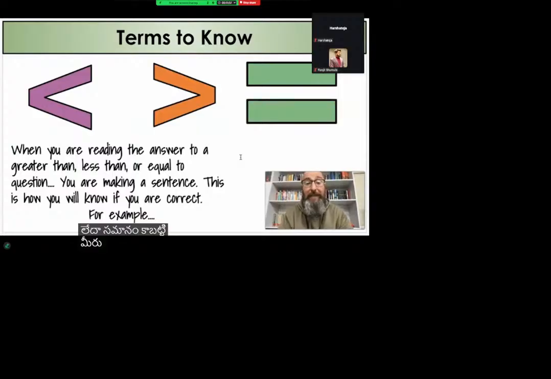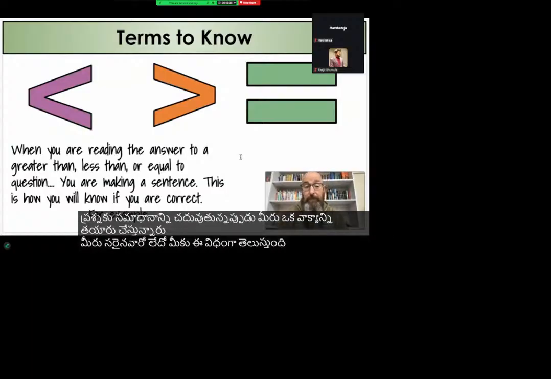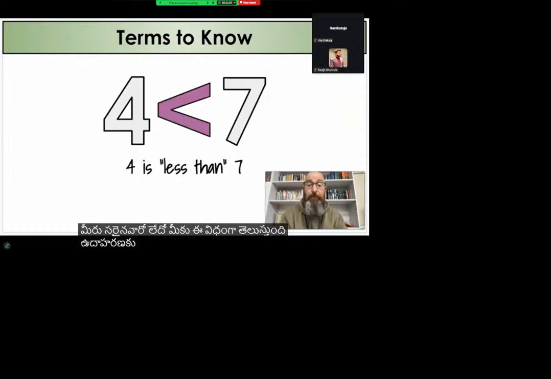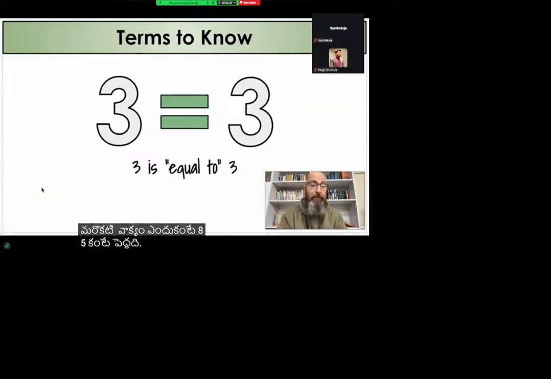When you're reading the answer to a greater than, less than, or equal to question, you're making a sentence. This is how you know if you are correct. For example, 4 is less than 7. That's a sentence. 4 is smaller than 7, so we know it's less than 7. 8 is greater than 5. Another sentence, because 8 is bigger than 5. And of course, 3 is equal to 3.